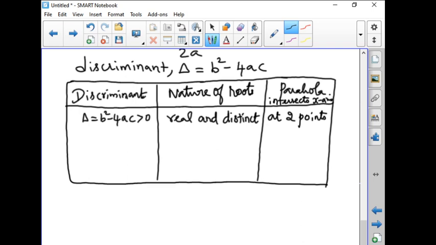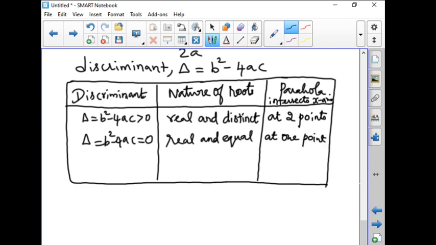X-axis la parabola rendu edathula touch panni pogum. Idhe idu delta equal to b square minus 4ac equal to 0. Delta equal to 0 ah irundhuchna roots are real and equal nu solluvom. Appo parabola intersects x-axis at only 1 point.